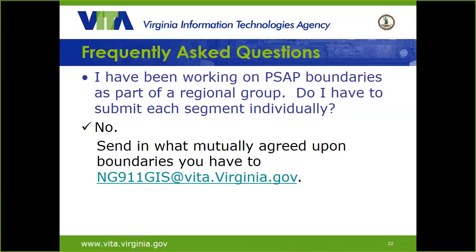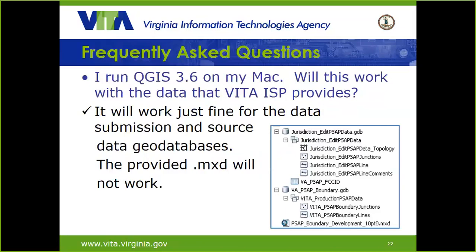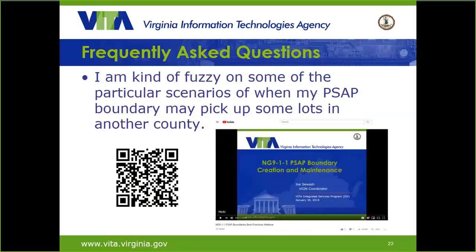If you haven't started yet, we'd recommend using the data and the tools and the process we've outlined for you. I run QGIS 3.6 on my Mac. Will this work with the data that Beta ISP provides? The data will work just fine. QGIS 3.6 will support the version 10 file geodatabase. You can copy and edit and save in those features. The MXD won't work, so if you are doing it in QGIS or something else, you probably have to make your own project and add in those other data layers as you work on it. But it is not a technical obstacle to using the data that's provided.